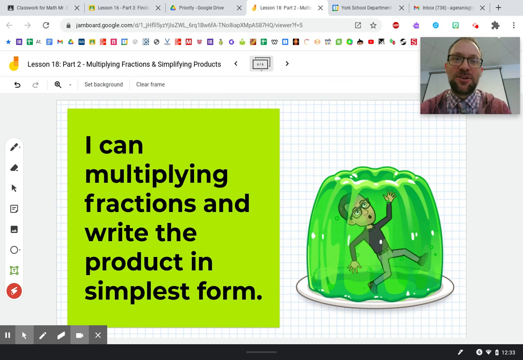Today's learning target: I can multiply fractions and write the product in simplest form. Let's get to work and let me know if you need help.